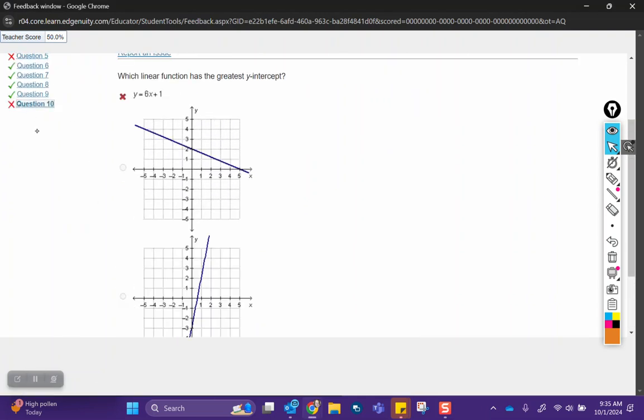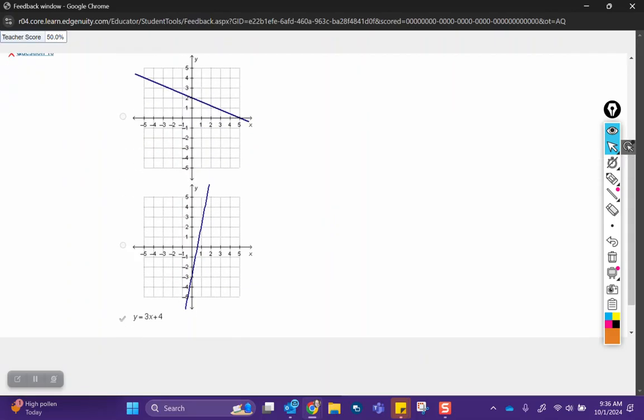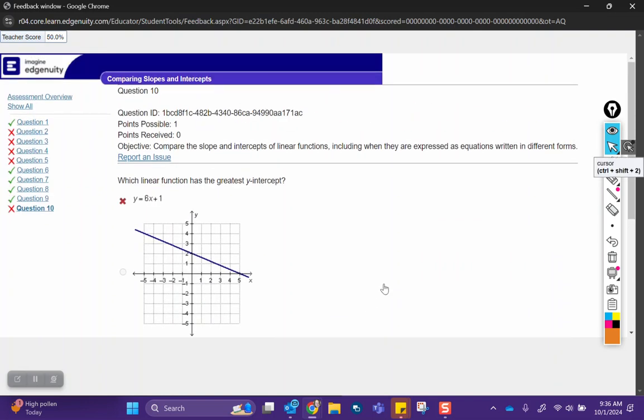Okay, that one we already did. Which linear function has the greatest y-intercept? Okay, the y-intercept, I don't know if I can get all of these on here at once, so I might have to do some scrolling. The y-intercept of the equation is 1. The y-intercept of this graph is 2, so that's already greater. The y-intercept of this one is -3, and the y-intercept of this one is 4. The y-intercept is the number in the back of the equation, so 4 is greater than -3, 2, and 1. So the correct answer was that last one.